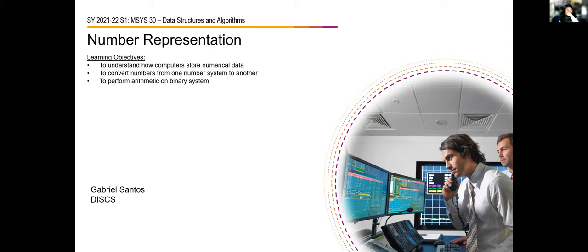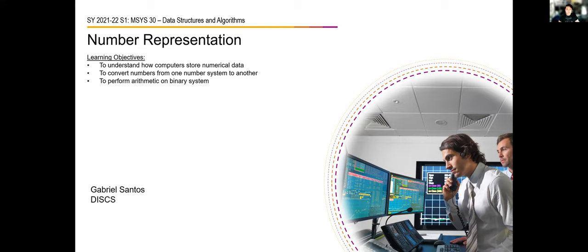Also, we will be talking about number systems. We will see how to convert one number system to another, and also how to perform arithmetic on the binary system. So those are the three learning objectives for this lecture, for the number representation topic.